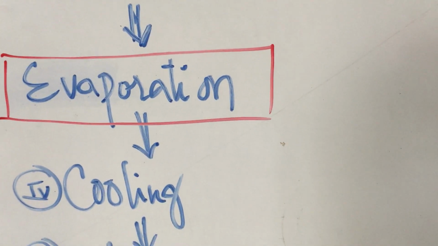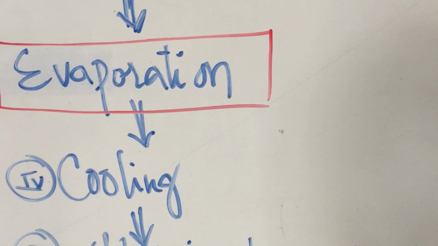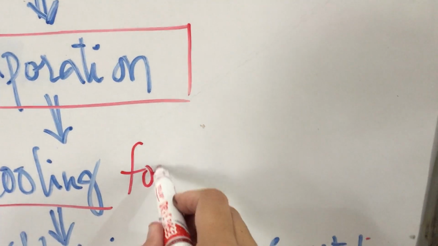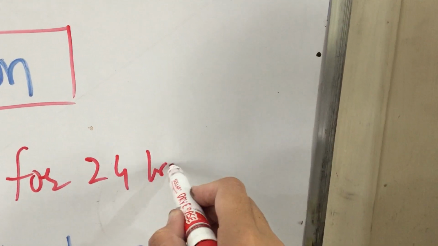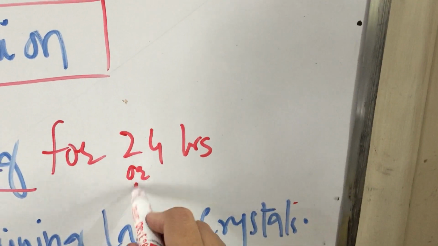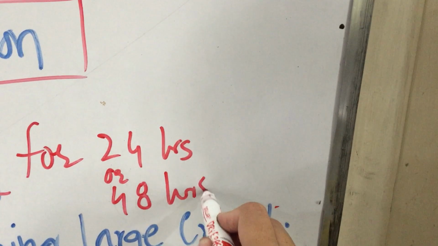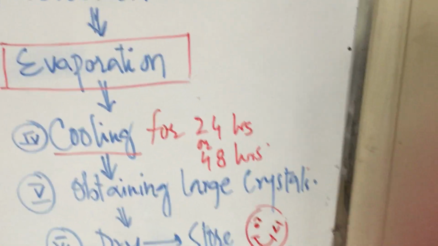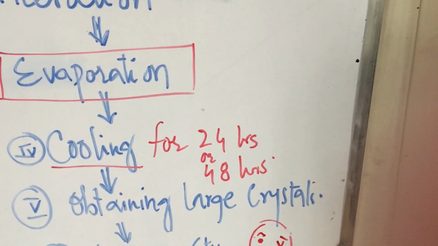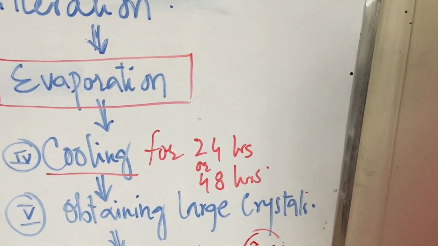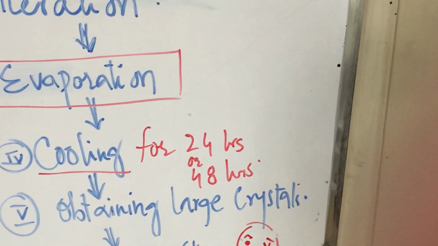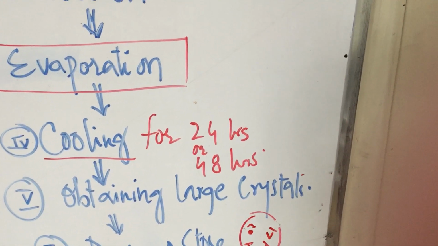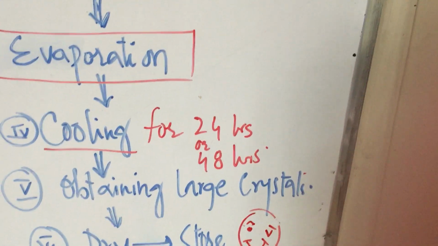Then you have to keep your heated solution for cooling for at least 24 hours or 48 hours. The reason is, if you do rapid cooling, you will obtain your crystals, but the crystals will be smaller in size. So in order to get big crystals, you have to wait for 24 or 48 hours. It depends on the nature of your compound.